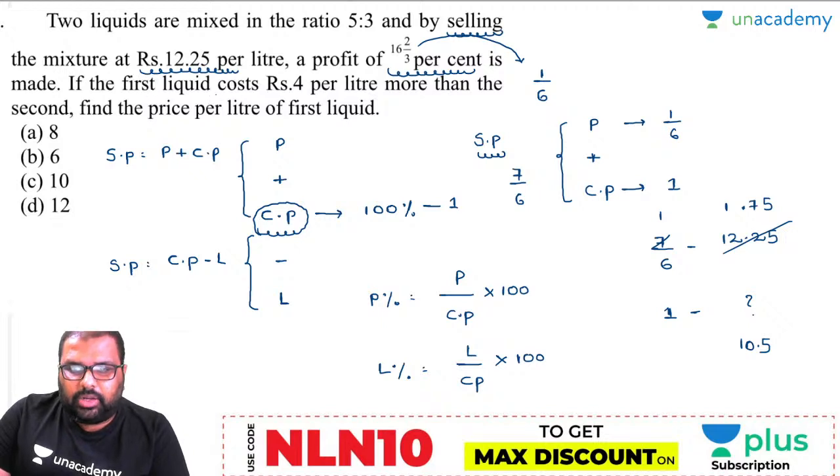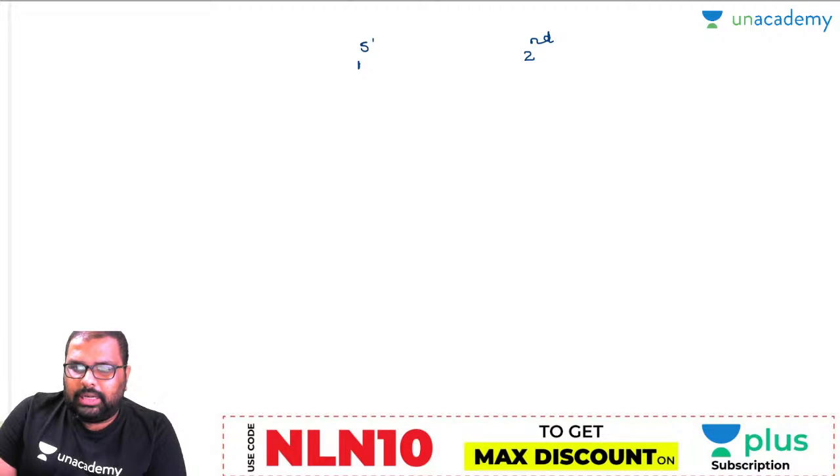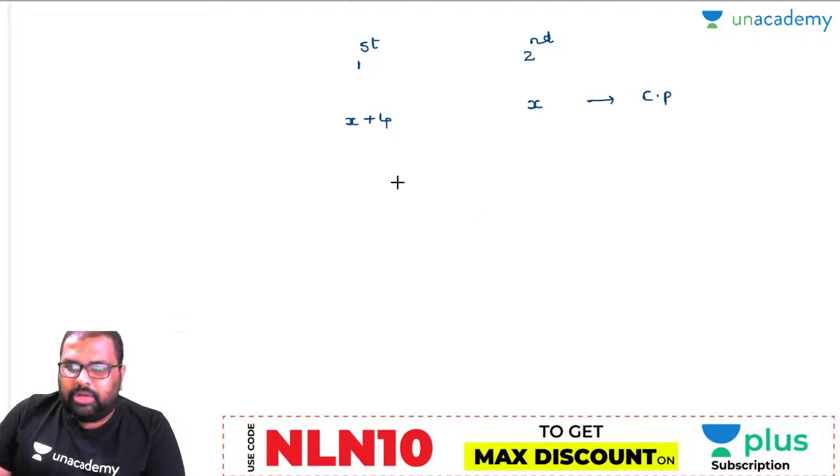If the first liquid cost, this is cost price given there, rupees 4 per liter more than the second. So I will take down like this. This is my second liquid. This is my first liquid. Now let us take my second liquid is X rupees. Now my first liquid will be X plus 4 rupees. Now this X and X plus 4 are nothing but cost price. These are given in cost price in the question. Now when you mix these two, automatically your mixture must be cost price only. When you are mixing two cost prices, your mixture must also be cost price.